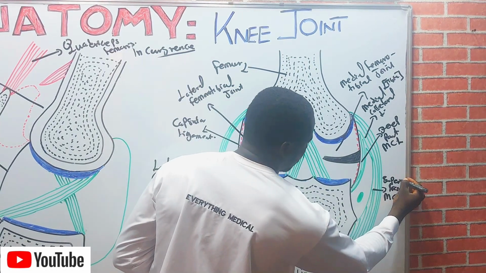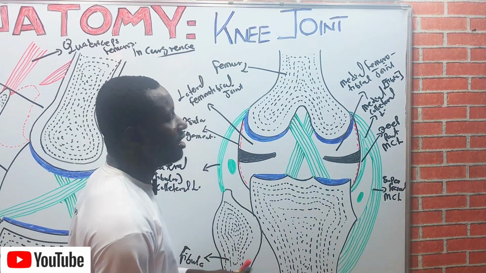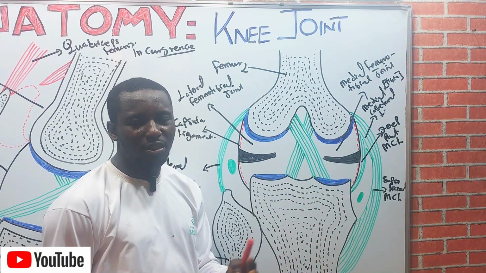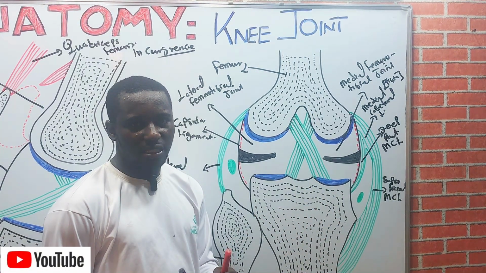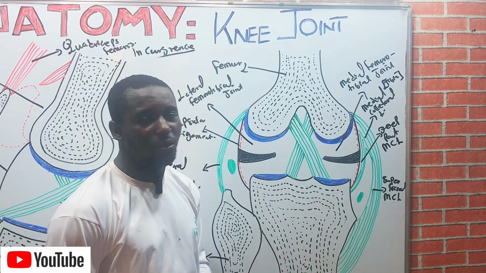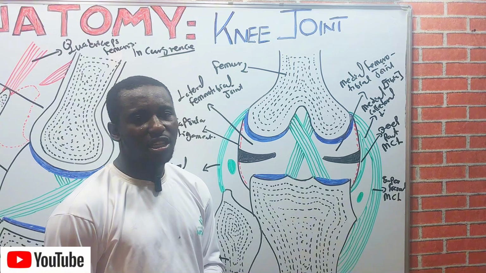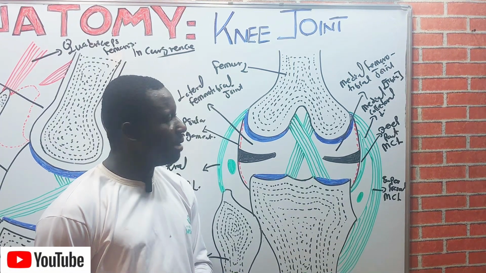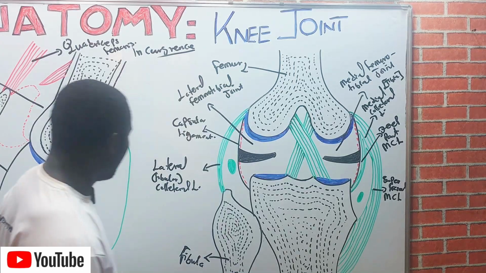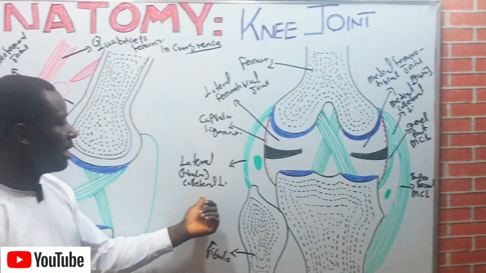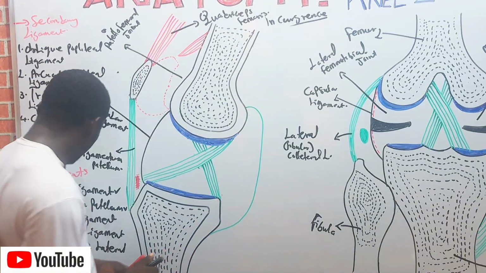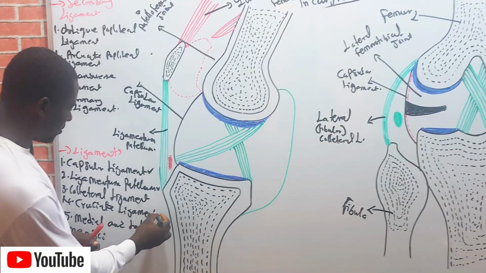That is how it is done. Recall that it is a strong, long, thick, and flat band of fibrous tissue. It also helps in maintaining the activities of the knee joint. Likewise, the lateral collateral ligament. The next is the cruciate ligament.